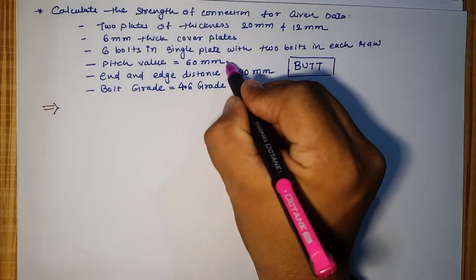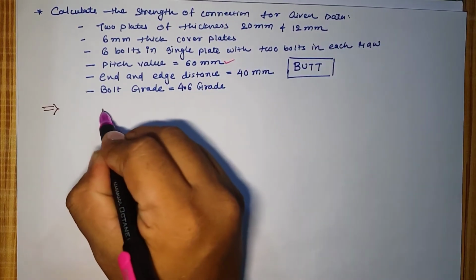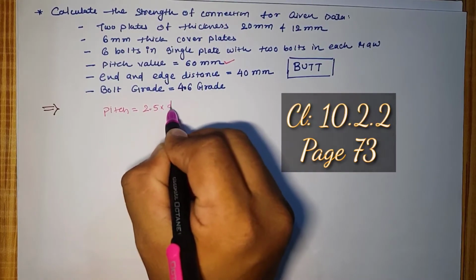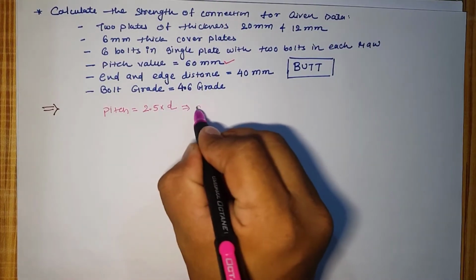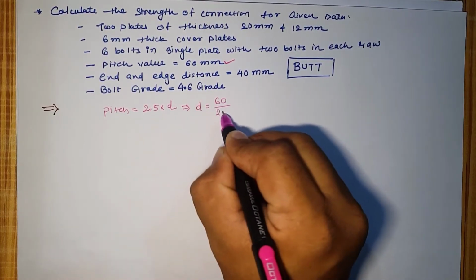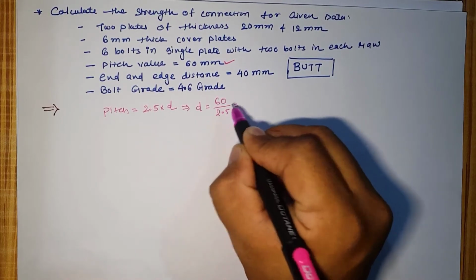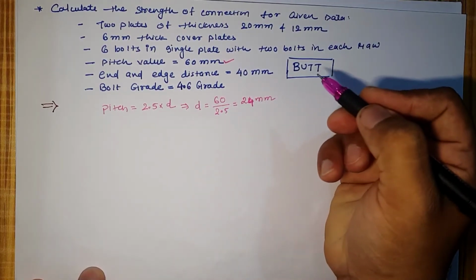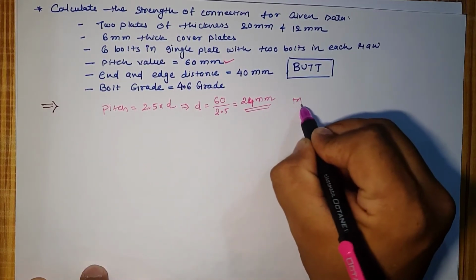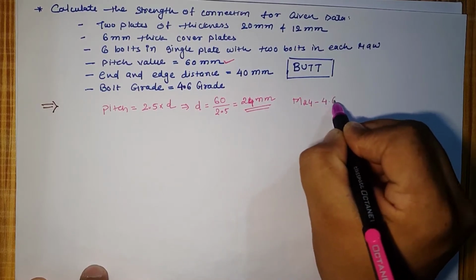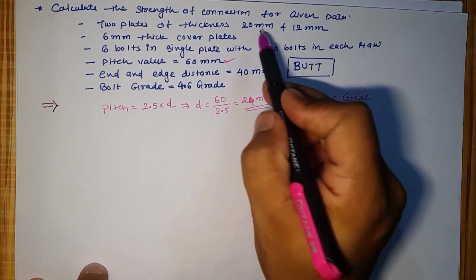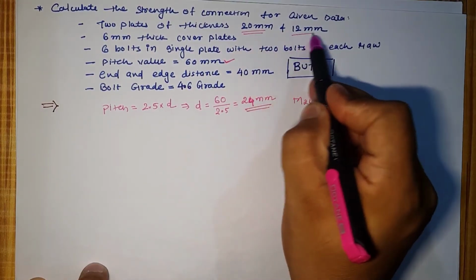We have been given the pitch value, and we know that the pitch value is nothing but 2.5 times the nominal diameter. It means that the diameter is equal to the pitch value divided by 2.5, which is 60 divided by 2.5. Now 60 by 2.5 is 24 mm. So we can say that the bolt used is an M24, 4.6 grade bolt.